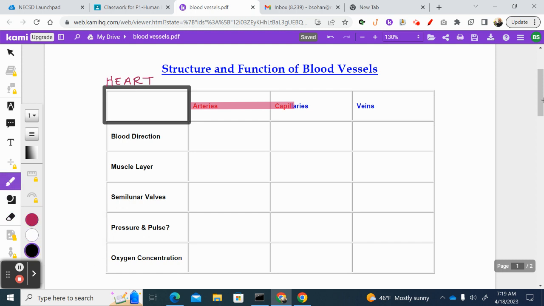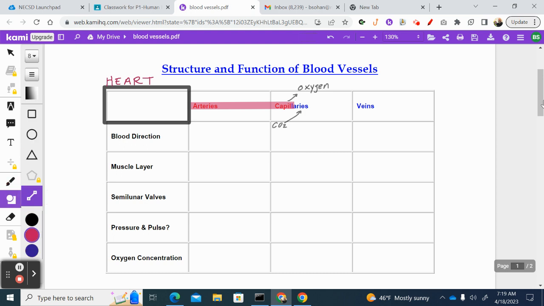Now, what happens in the capillaries, because they're so thin, this is where materials can be exchanged with the tissues. So oxygen could leave the blood. Carbon dioxide could enter the blood. Okay. It's at this point that the blood becomes deoxygenated. Whenever we talk about deoxygenated blood, we use blue.